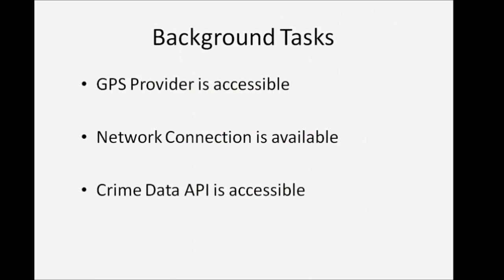The first background task that we're going to run is to make sure that we have a GPS provider that keeps track of our location. Then we're going to make sure we have a 3G or 4G network connection. And once we have a network connection, we're going to go out and make sure that we can access the Crime Data API. Now, if any one of these three tasks fails, Safe Travels cannot run, and we send an alert to the user. Fortunately, all of these services are typically provided in most mobile devices and shouldn't be a problem.